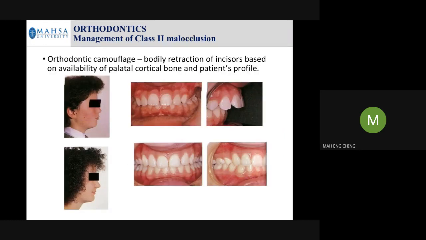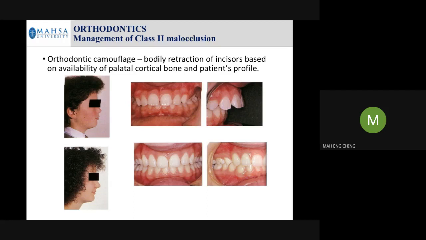So orthodontic camouflage can be body retraction of the incisor, based on availability of palatal cortical bone and patient profile. This means you have to push the upper incisor backward. You have to make sure the bone is thick enough, because if you move the incisor backward and there's no bone, the tooth might end up coming out from the bone.